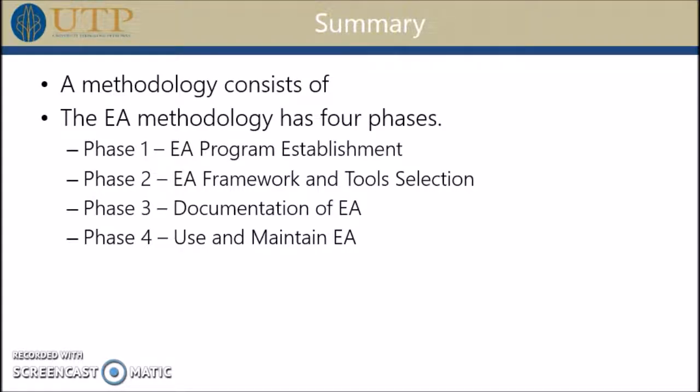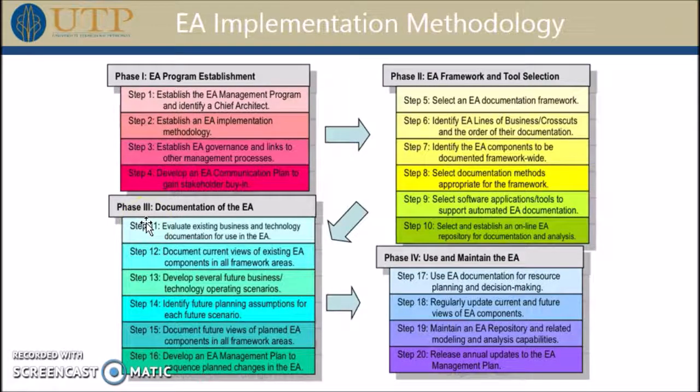Okay, so generally in these 4 phases, there are 2 documents that emerge from this. Firstly will be the EA communication plan. This is the output for phase 1, if you can remember, and also the EA management plan, which is a result of phase 3. Okay, if I can show you again, this is in diagrammatical format of how the EA implementation method looks like.